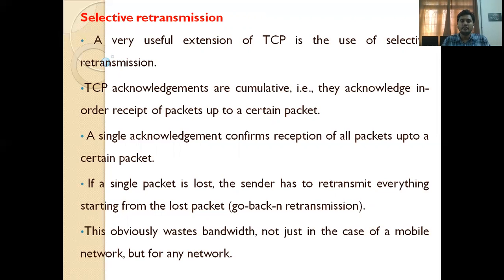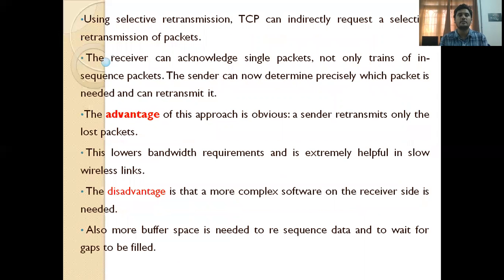This obviously wastes bandwidth, not just in the case of a mobile network, but for any network. If one packet is lost and you have to retransmit all the packets again and again, it wastes the entire bandwidth, in a mobile network or any network. So using selective retransmission, TCP can indirectly request a selective retransmission of packets. The receiver can acknowledge single packets, not only trains of in-sequence packets. The sender can now determine precisely which packet is needed and can retransmit it.